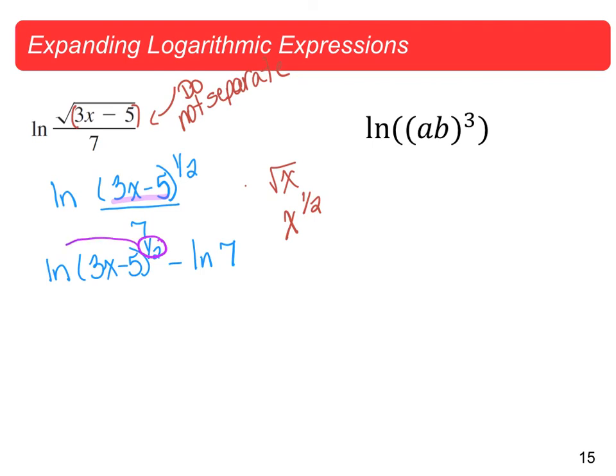Now, just because this is 1/2 doesn't mean I can't move it in the front. I can still do that. I can still move that in the front. So let's move that exponent. So I'm going to have 1/2 times the natural log of 3x minus 5. We are keeping that together. It's a quantity. It's being added and subtracted. You don't change that. Minus the natural log of 7. And that is as far as we can go.